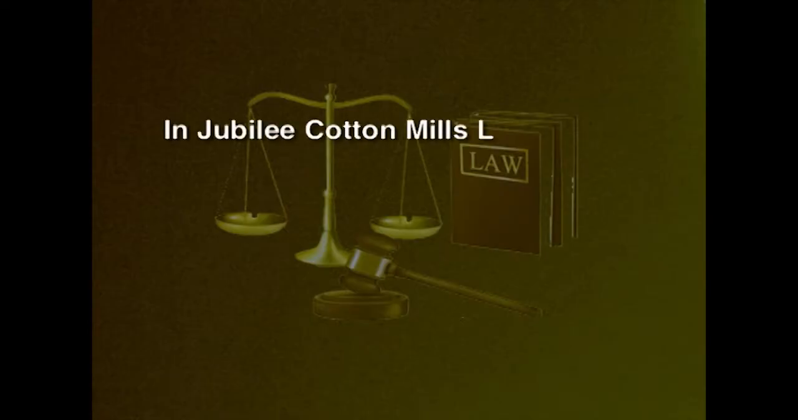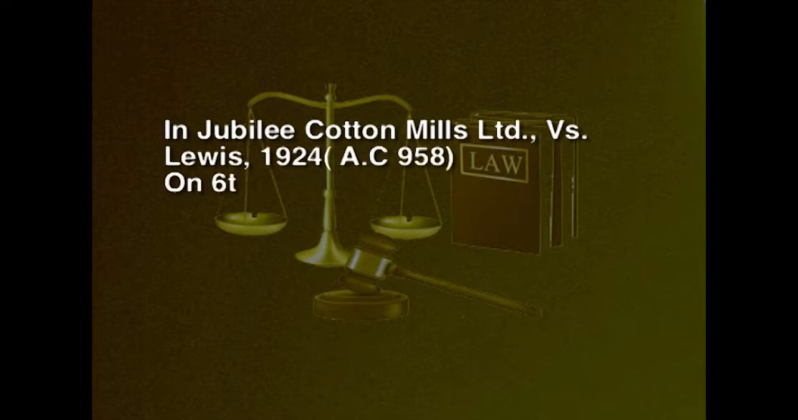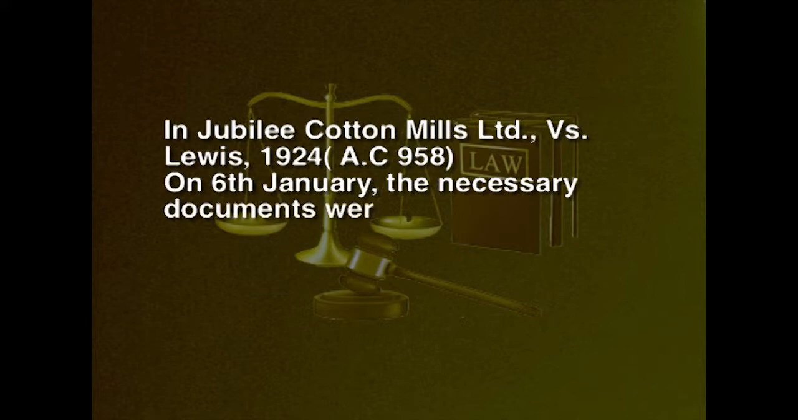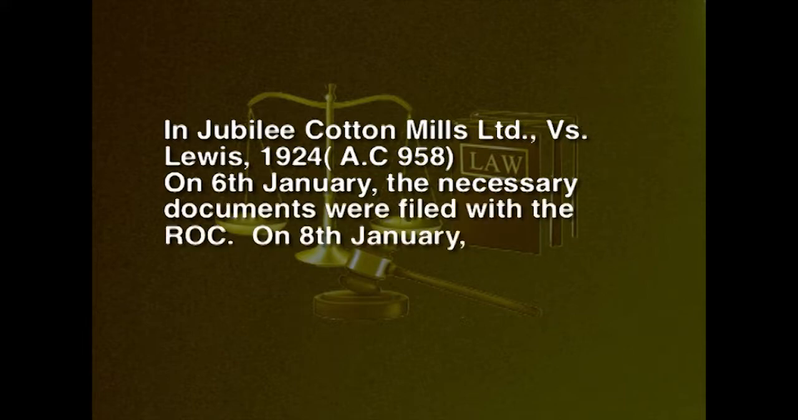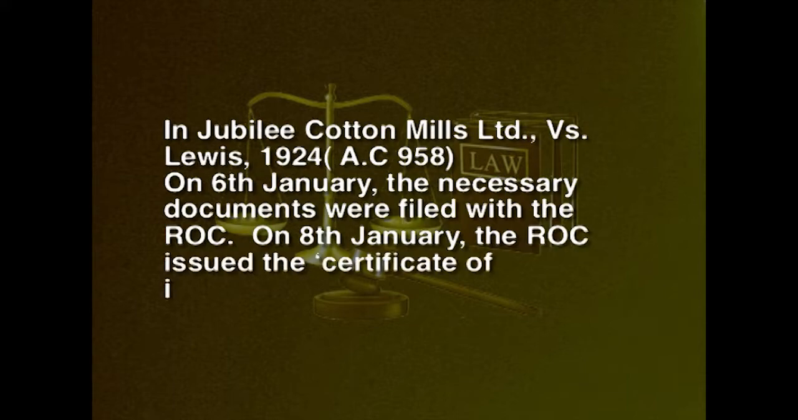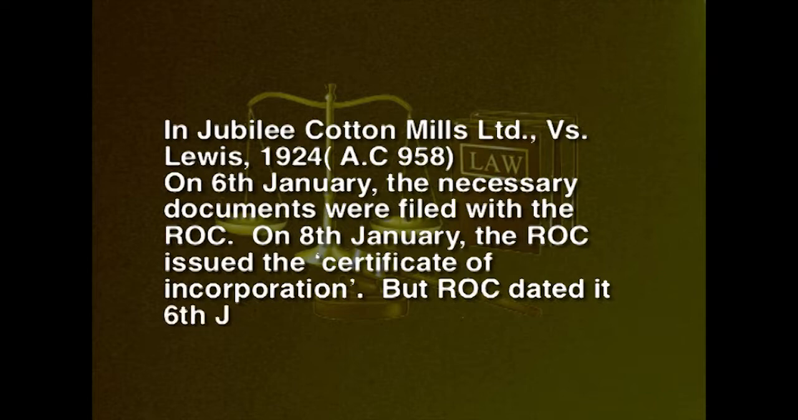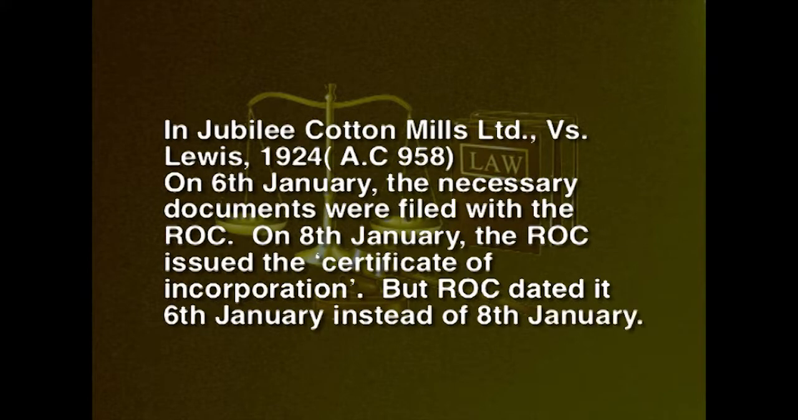In Jubilee Cotton Mills Limited versus Lewis, decided in 1924, AC 958, on 6th January the necessary documents were filed with the Registrar of Companies. On 8th January, the Registrar of Companies issued the certificate of incorporation, but the ROC dated it 6th January instead of 8th January. The company allotted some shares on 6th January before the certificate of incorporation was issued. The question arose whether the allotment was valid. It was held that the certificate of incorporation issued was conclusive evidence of all it contains. Therefore, the allotment was valid.